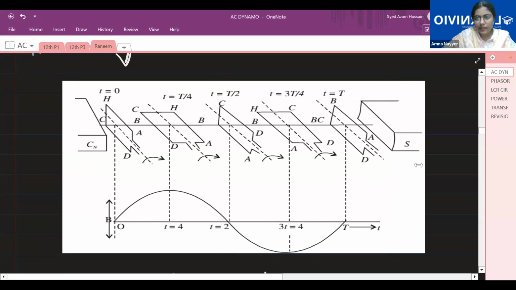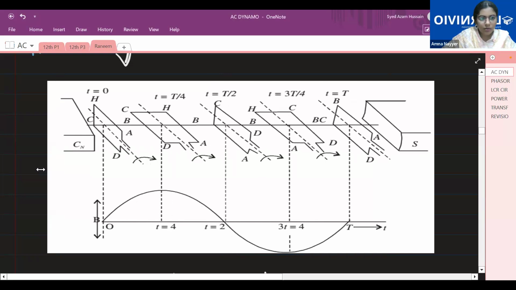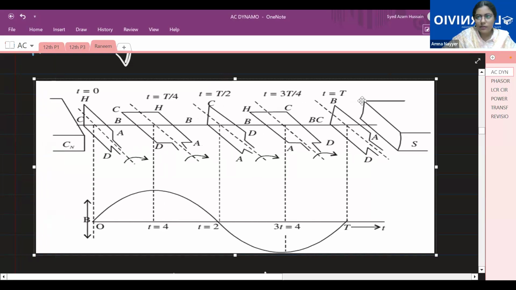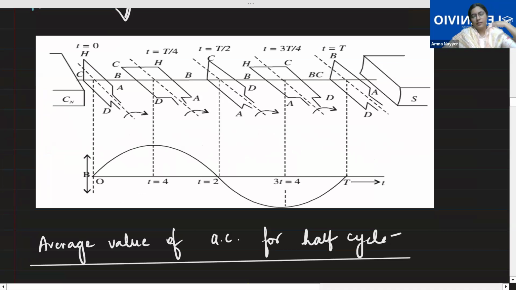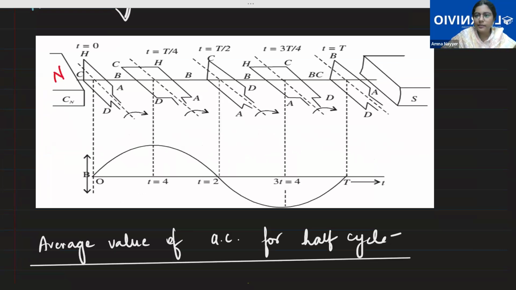Look, Raneem. Can you understand a bit now? Ma'am, it's not like I don't understand. I'll tell you. See, this is the north pole of the magnet. This is the south of the magnet. Coil is put in a manner like this. Coil is put like this first. This is how the coil is put. Look, this A, B, C, D, like this. This is the coil.